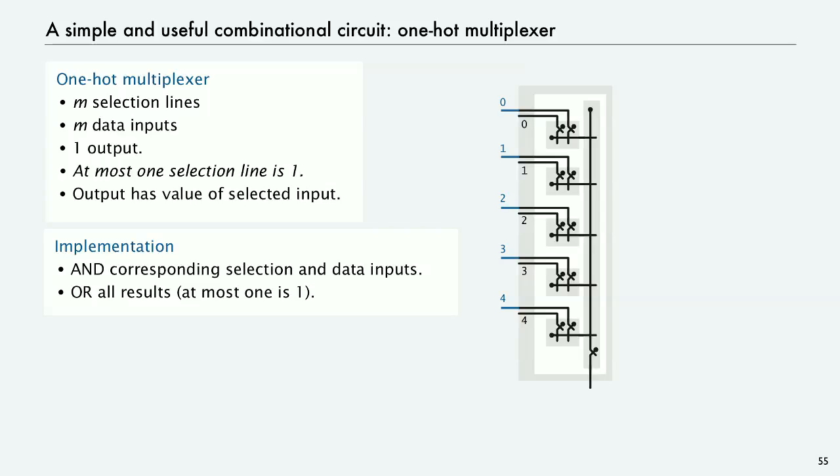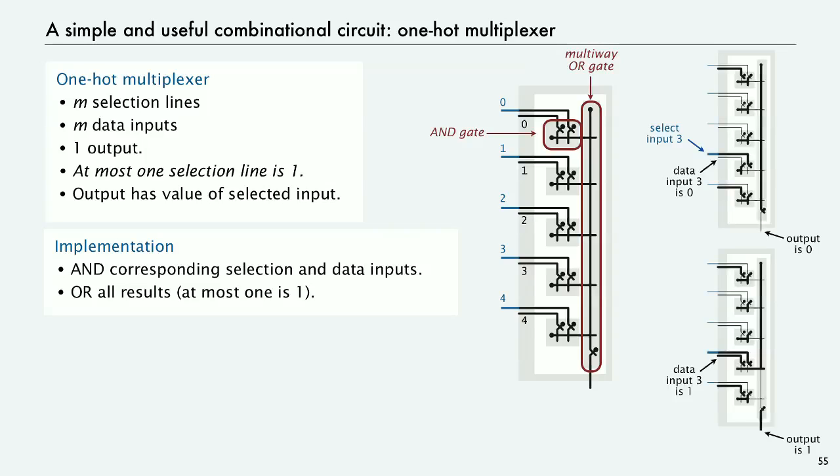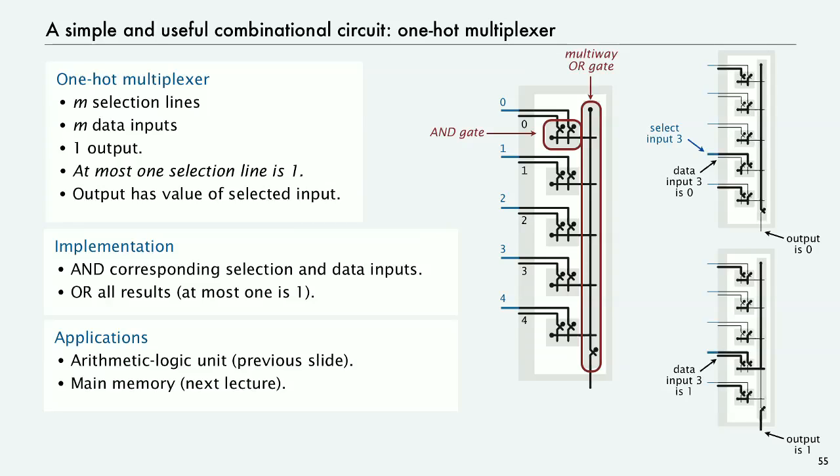And in our ALU, this circuit is embedded for each bit in the ALU. The data inputs are the results of the operations, either the add, the XOR, or the AND, and the selection inputs are the selection lines that are supposed to select the operation. So it's just built with AND gates and a multi-way OR gate. And this is just an example showing how the AND gates work for those cases. We use these in the ALU as just shown in the previous slide, and they also play an important part in the main memory that we talk about in the next lecture.